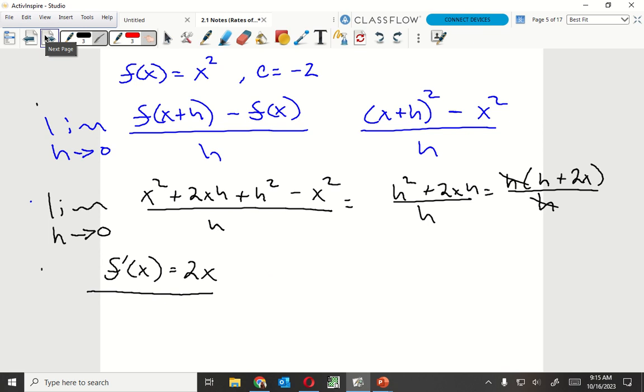So now, given this information, I could find the slope of the tangent at any single point. The point that I'm looking for now is at -2, right? So now I'd plug it back in. f prime of -2 is going to be 2 times -2, which is -4. So the slope of the tangent line when x equals -2 is going to be -4.